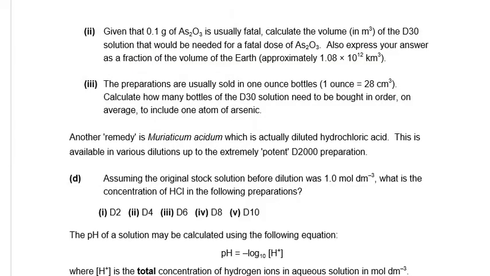For the next part of this question, they're asking us to calculate what volume of the solution we would need for a fatal dose of arsenic amalgam, given that 0.1 grams is normally fatal. They'd also like us to express this as a fraction of the volume of the Earth. So let's give this one a go.